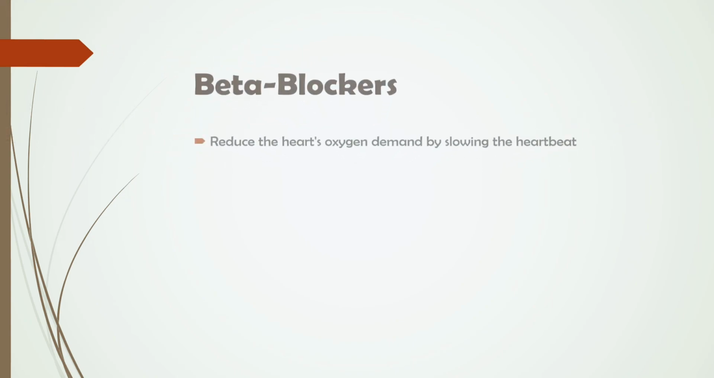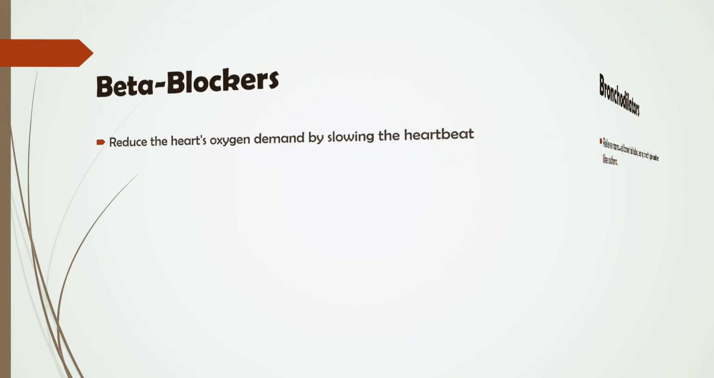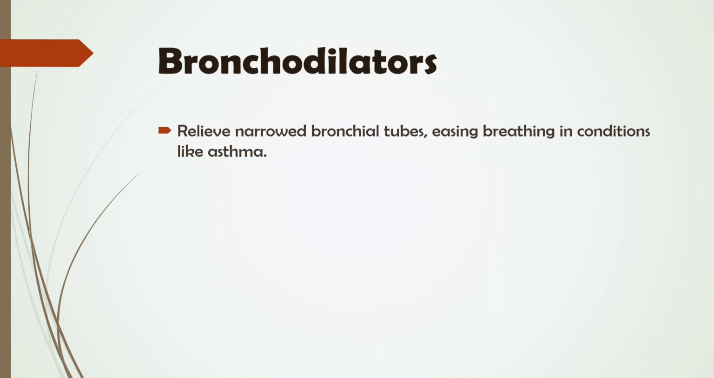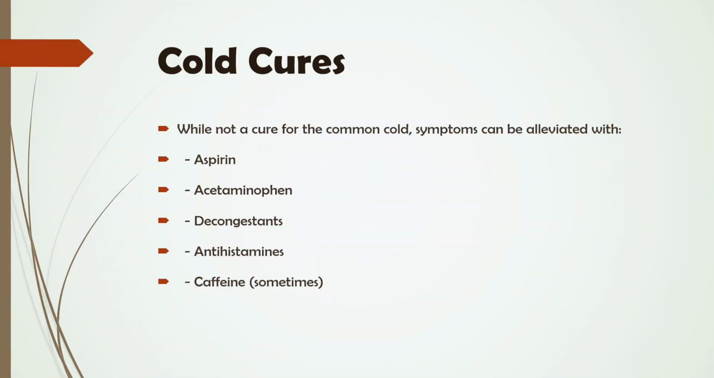Next we have beta blockers. These reduce the heart's oxygen demand by slowing the heartbeat. Next we have bronchodilators. These relieve narrow bronchioles, easing breathing in conditions like asthma. Cold cures. While not a cure for the common cold, symptoms can be alleviated with aspirin, acetaminophen, which is paracetamol, decongestants, antihistamines, and caffeine. Sometimes we can use it for treatment of cold.